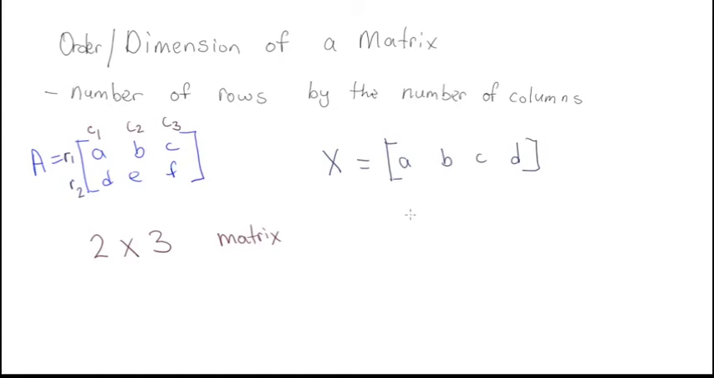So remember, the order or dimension of the matrix is given by the number of rows by the number of columns. So we have one row, and we have one column, two columns, three, and four columns. Therefore, the order of the matrix would be 1 by 4.